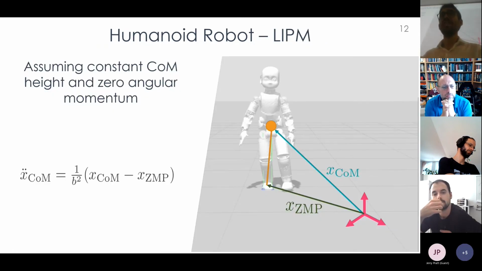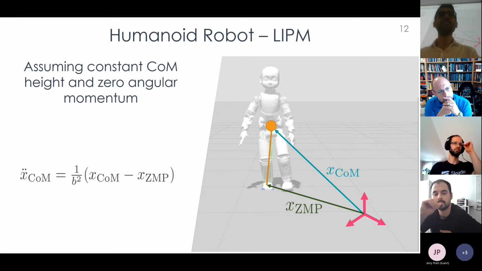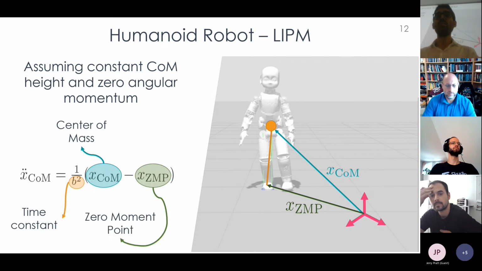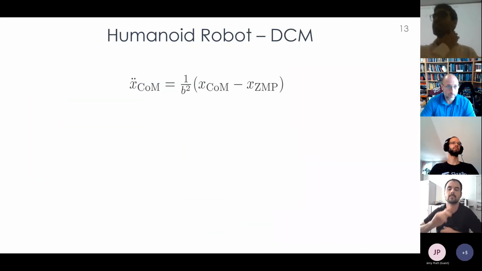And actually the answer is yes, because assuming a constant center of mass height and a constant zero angular momentum, the centroidal dynamics can be simplified using the linear inverted pendulum dynamics presented by Kajita. In this equation, X_COM is the center of mass, B is the time constant of the linear inverted pendulum, and X_ZMP is the zero moment point that plays a crucial role in the contact stability criterion. So the linear inverted pendulum dynamics is linear, but unfortunately it is not stable.